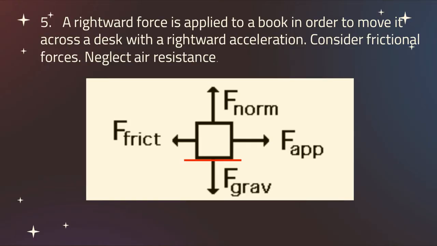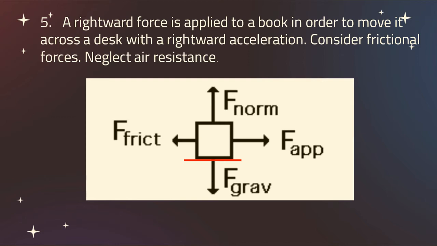Number 5, we have a rightward force applied to a book in order to move it across the desk with a rightward acceleration. We're going to consider frictional forces. We're neglecting air resistance. Now, when you have 2 objects making contact with the surface, you obviously have F normal, or normal force. That's indicated with the perpendicular that is going up. It is a rightward acceleration, which is the key word for that problem, which means that our right arrow is going to be longer than our left arrow. So the force applied vector is longer than the force friction on the left-hand side.